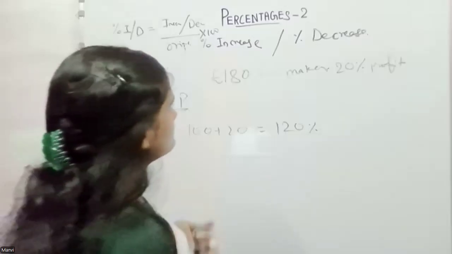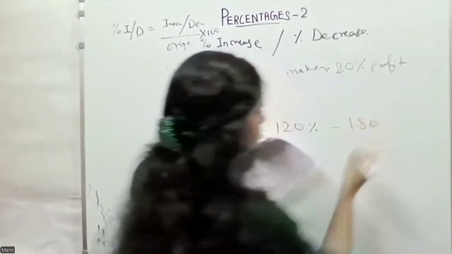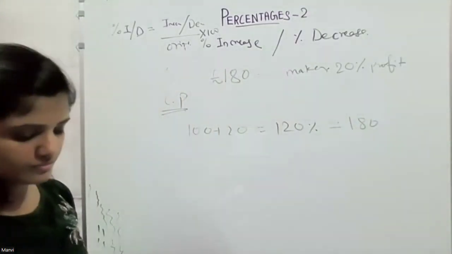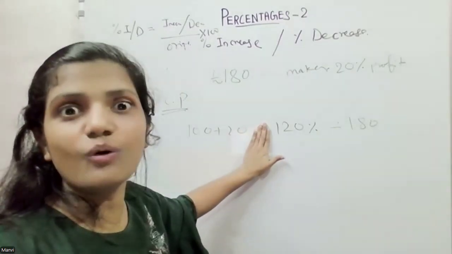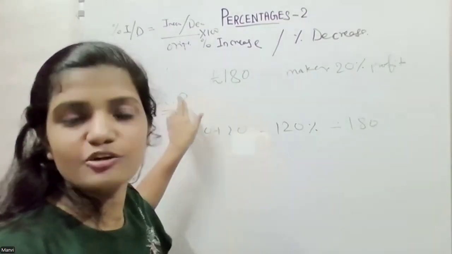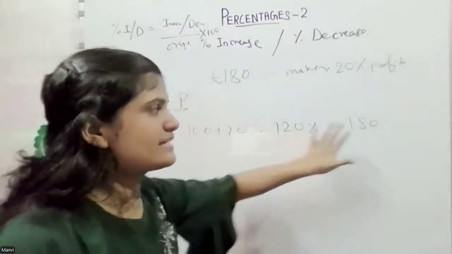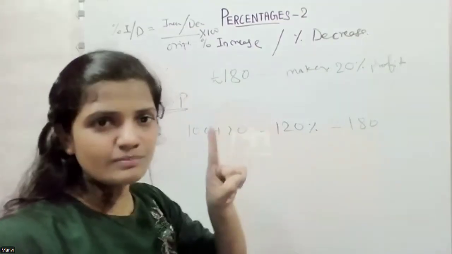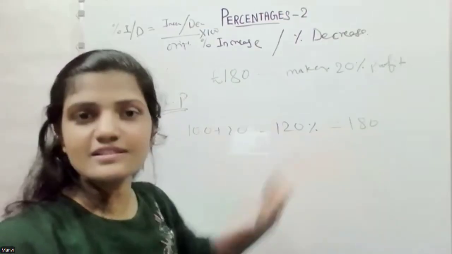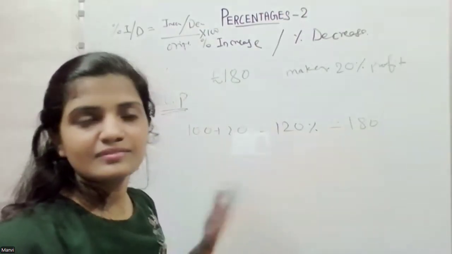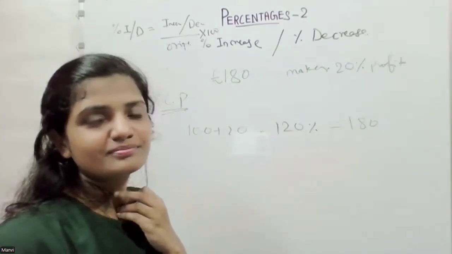So can we write this 180 equals 120%? Yeah. Now our goal is finding the cost price, and the cost price is 100%. If 120% is this, then we find the value of 1% first, and then 100% easily. The 1% will be... Do you want to try this? Yeah. Please try then.